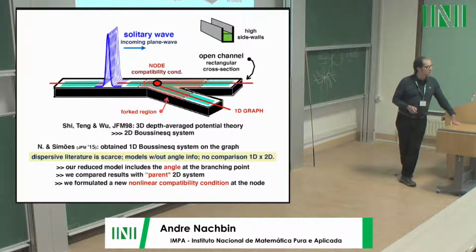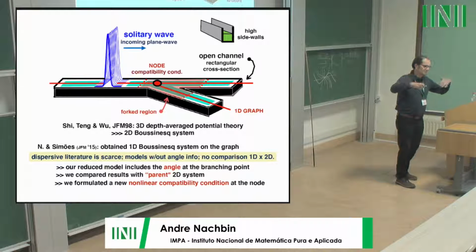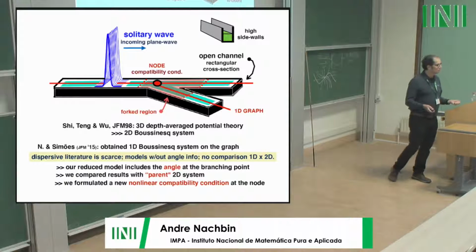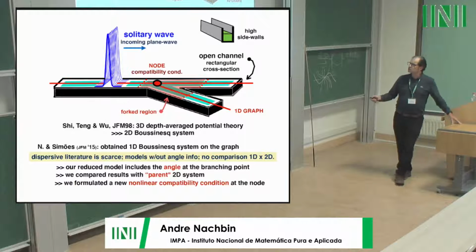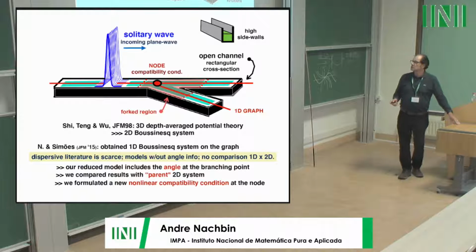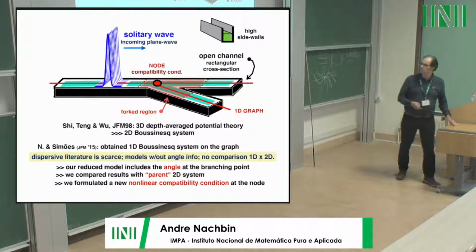And the other thing that surprises me, in the papers you see in the literature, there's not much comparison between the 1D and the 2D model. So I'm going to call the 2D model the parent model, right? It's not potential theory, it's already the 2D Boussinesq system. And my reduced system is going to be the 1D, the graph one, okay? So there's no comparison. And this comparison for us was very enlightening, particularly to get a new compatibility condition, as I will show you. Okay? So our reduced model includes information of the angle at the branching point. We compare with the parent 2D, and we reformulated, and we got a new compatibility condition, and that's the main objective of my talk, to show you all these ingredients.